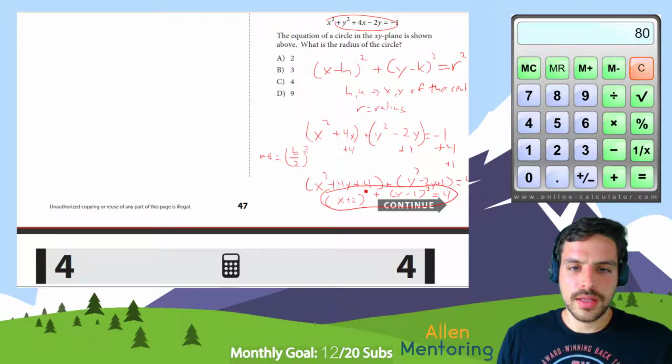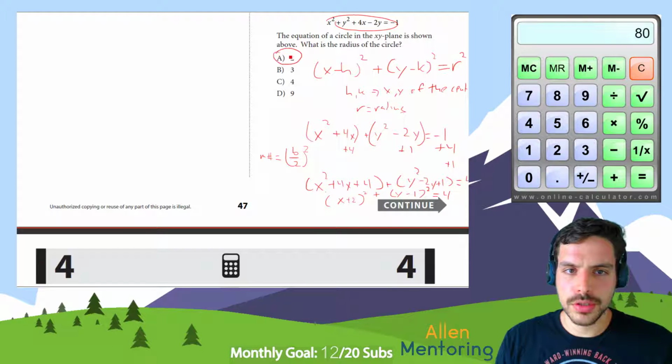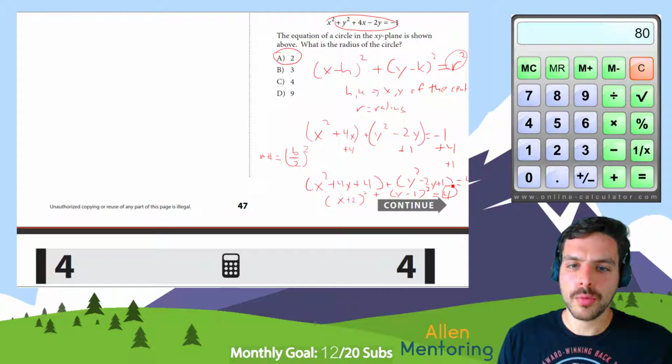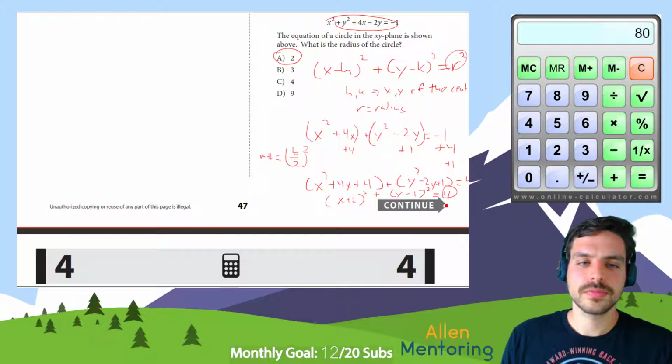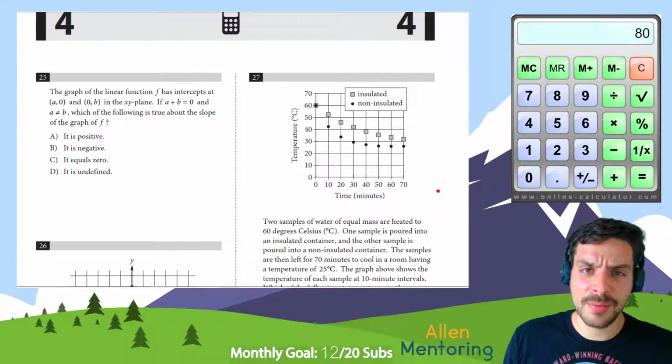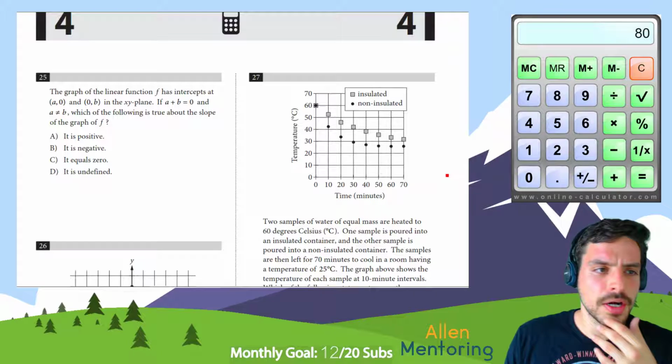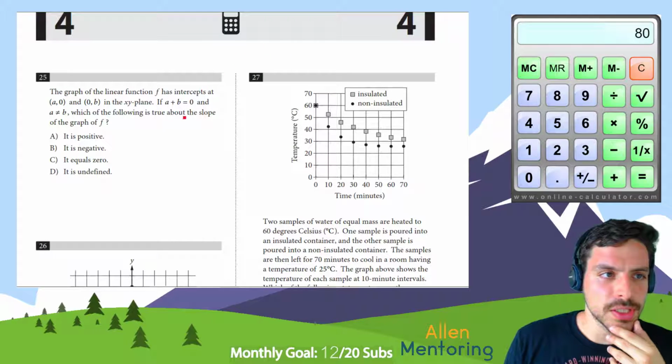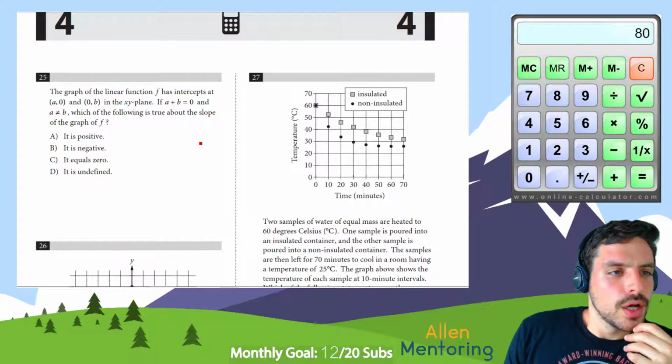Okay? And so now we see that r squared is equal to 4, and so our radius must be equal to 2, right? Because 4 is equal to r squared, so r will be equal to 2. All right? So yeah, try that problem yourself just to make sure you have the same answer, but we should be good to continue. All right, 25.